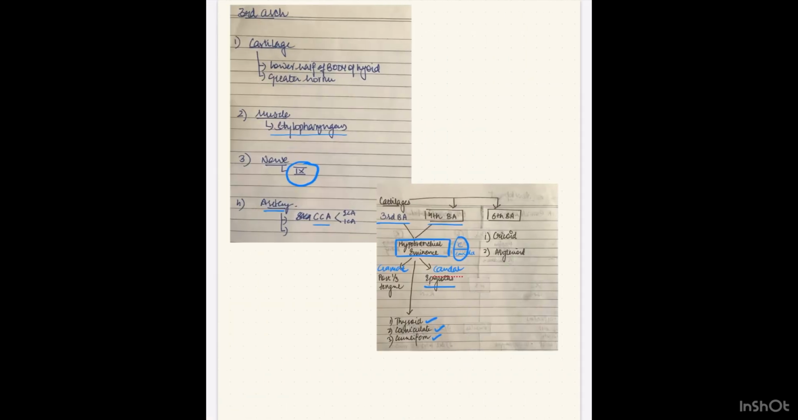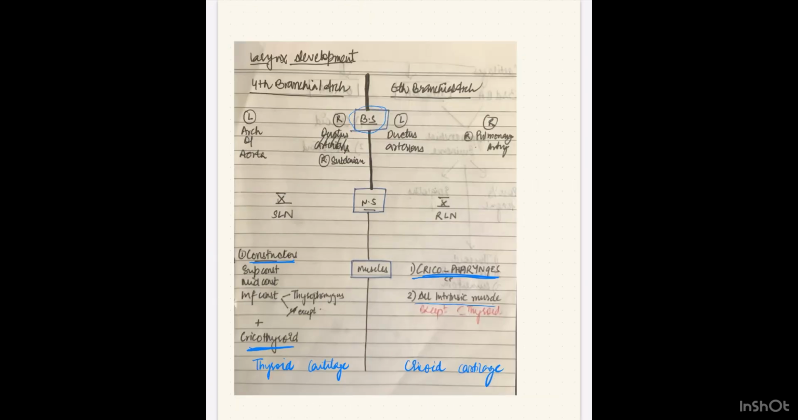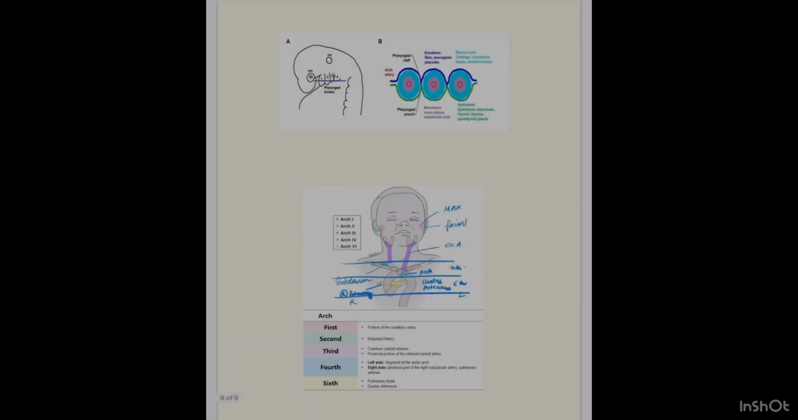Easy. So cricoid and arytenoid by the sixth branchial arch, fourth branchial arch thyroid and other cartilages. We know the blood supply, we know the nerve supply, and we know the muscles. I hope this helps.